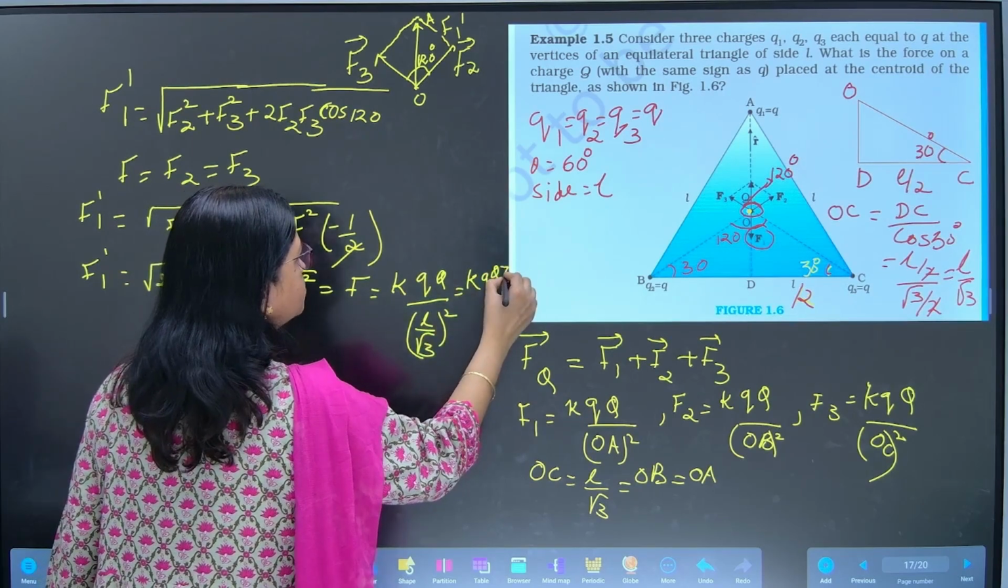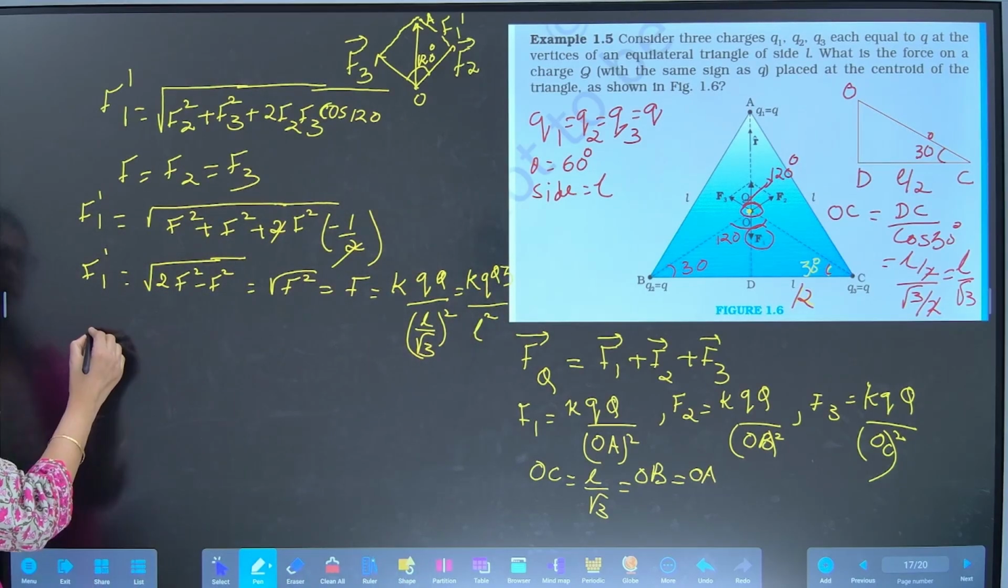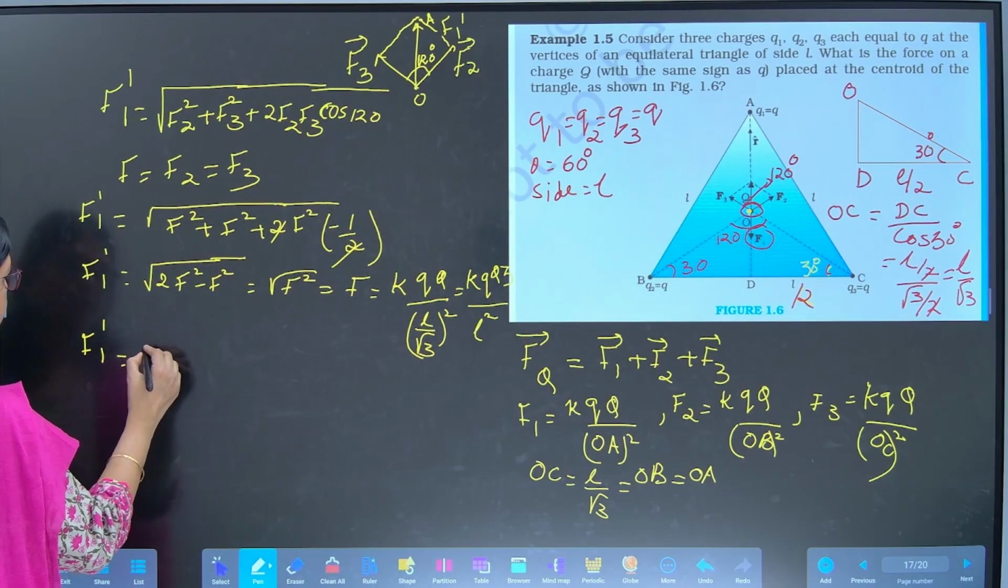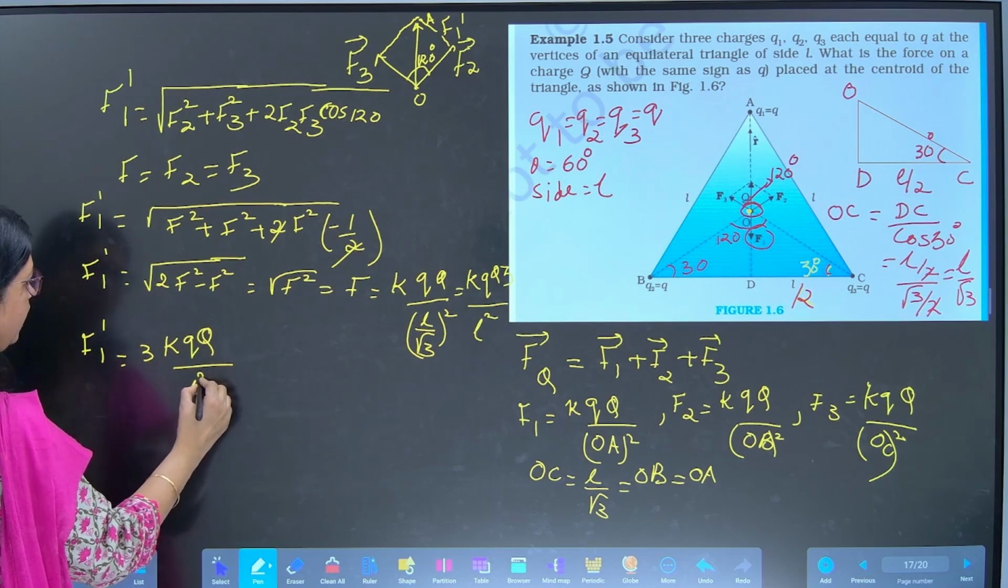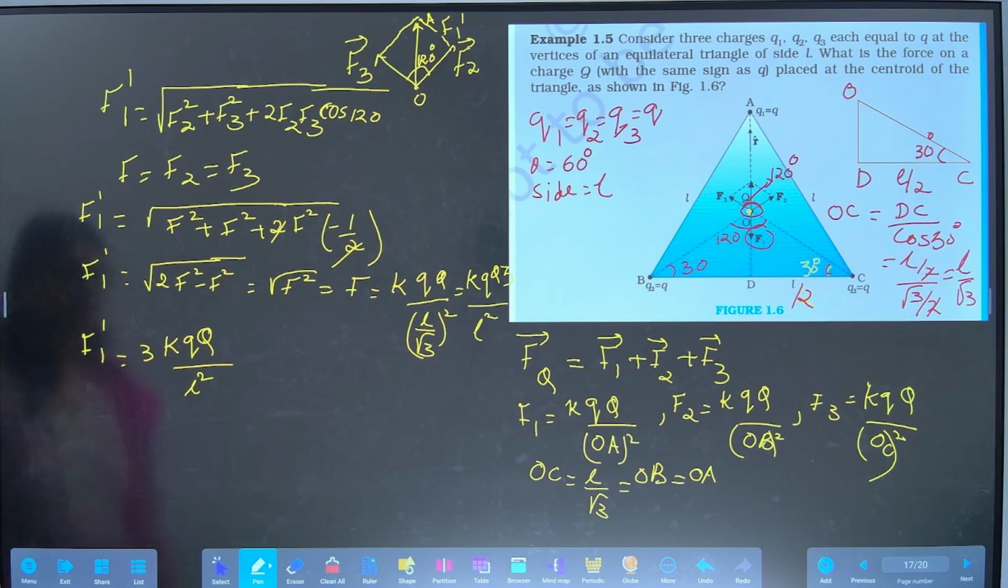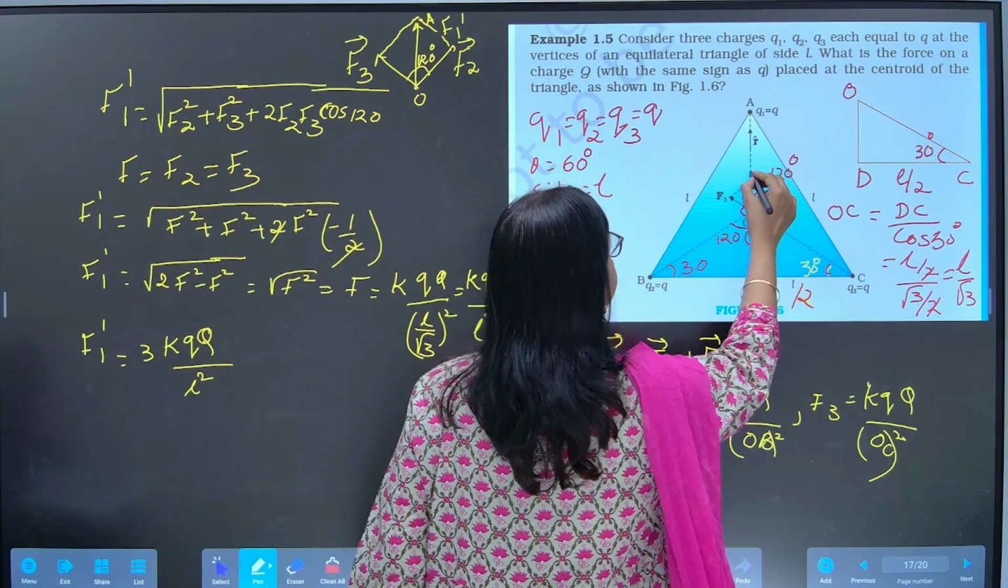I take it up as 3 upon L square. Now I rewrite F1 dash as 3 q upon L square, where I have written the reciprocal of the denominator. We leave this here and we have got the resultant. So we have got this resultant, right?